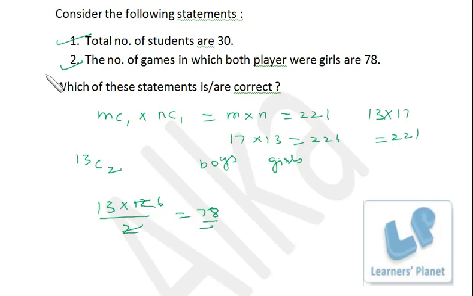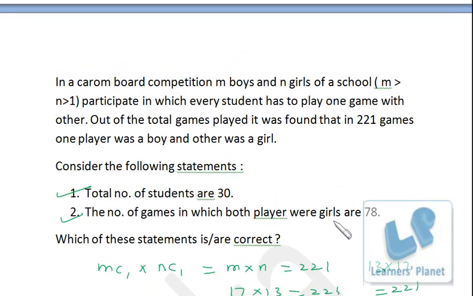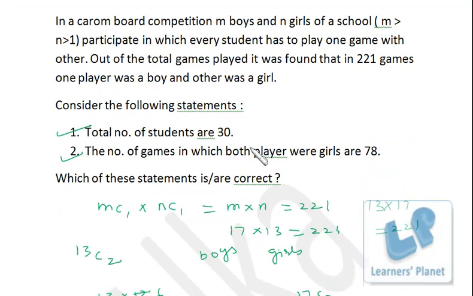Similarly, if you have to find out how many games were there in which both the players were boys, that is 17C2. Obviously we don't have to calculate it over here, but I'm just telling you how to calculate that, right? So precisely, total M boys, N girls, out of M boys we are selecting 1, out of N girls we are selecting 1. So in all we are getting M into N ways.